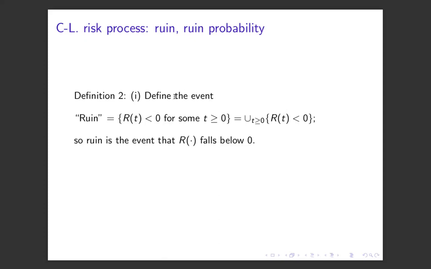We are saying define the event. So that is this object. Of course, since the next thing also says ruin probability, we should be able to talk about probability of this event. For that, this object has to be a genuine member of the sigma algebra A in the basic probability space (Omega, A, P). But here you notice that this involves a union over uncountable sets. Each of these is an event because R(t) is a random variable for each t.